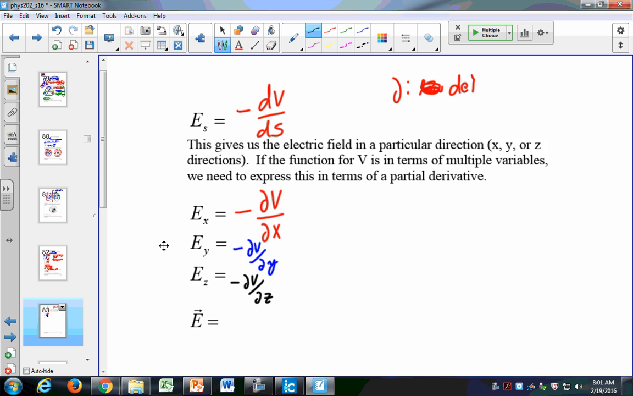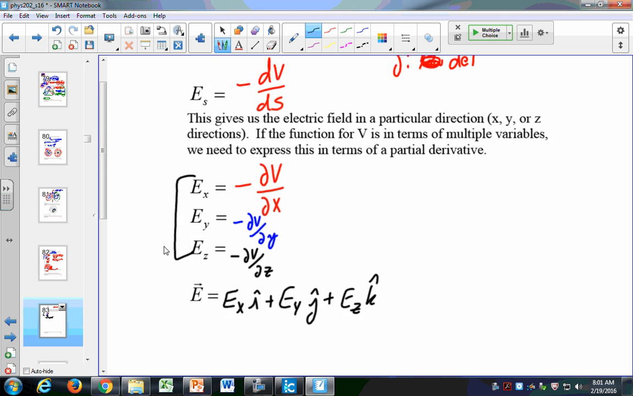And then the total electric field will equal Ex in the i direction plus Ey in the j direction plus Ez in the k direction. Because you find the components of the electric field vector by calculating the partial derivative of that potential function with respect to the various x, y, and z variables.